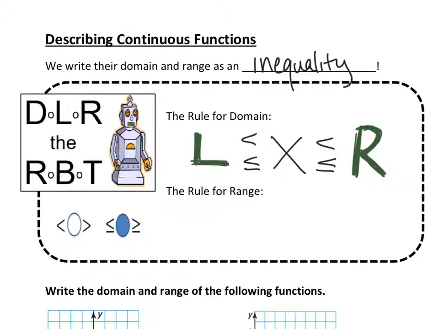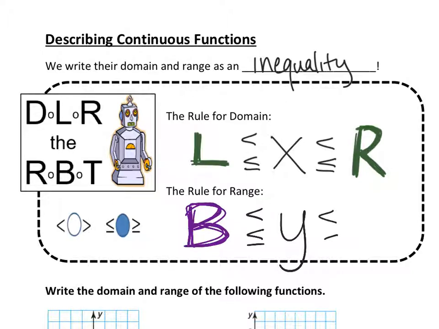What do you think the B and the T stand for? Bottom and top. We have left and right, so we're also going to have bottom with a less than or equal to. In the middle is a y because I'm doing the range. Less than or equal to, and then my top number.